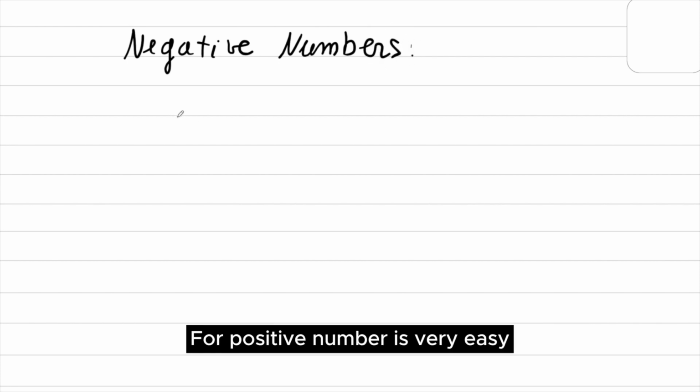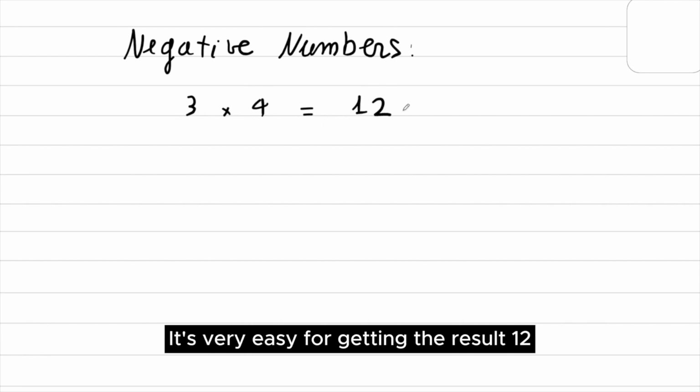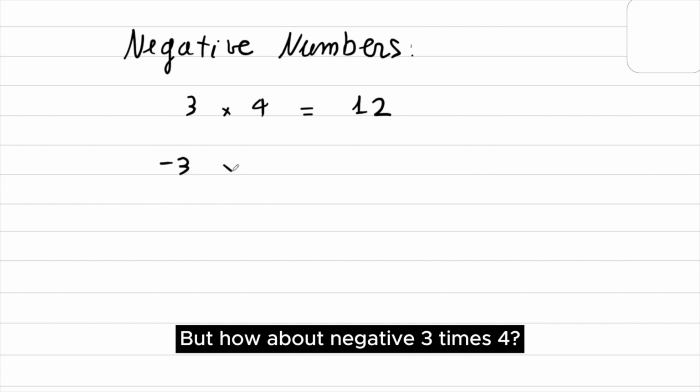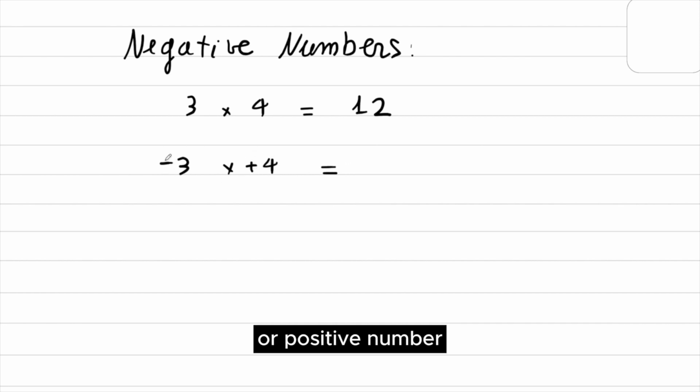For positive numbers, it's very easy. If you want to take 3 times 4, it's very easy to get the result 12. But how about negative 3 times 4? Negative 3 times 4 means a negative number multiplied with a plus number, or positive number.